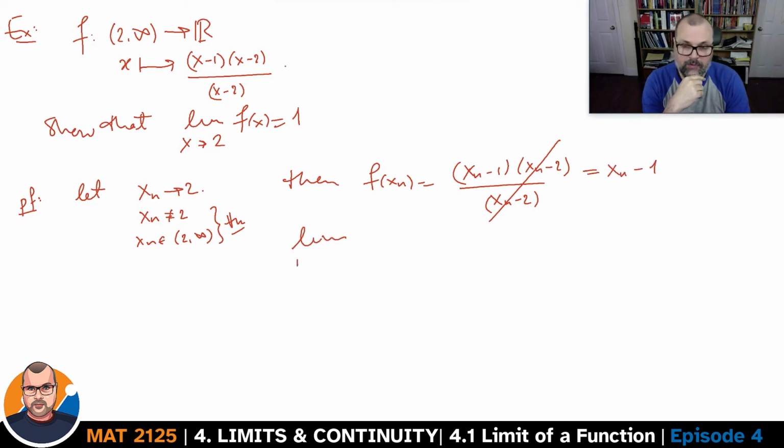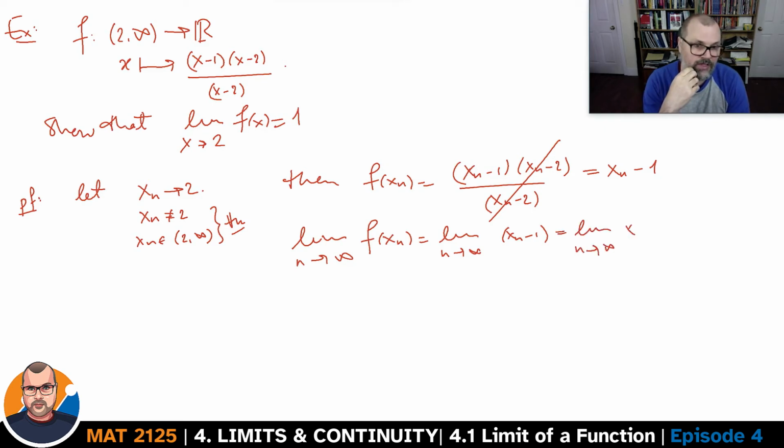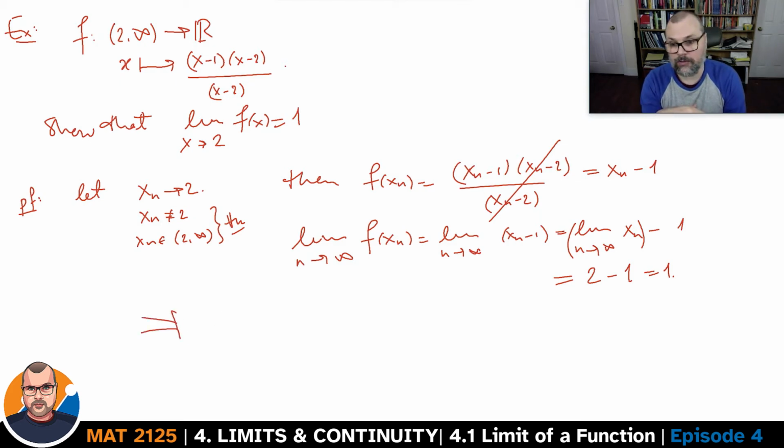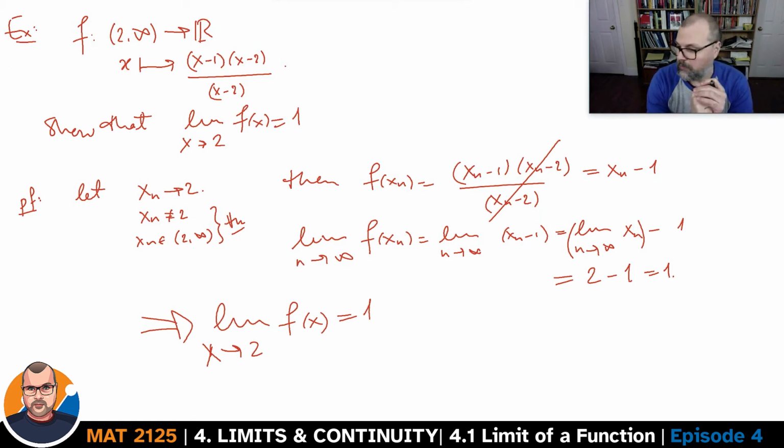So the limit when n goes to infinity of f at xn would be the limit when n goes to infinity of xn minus 1, which according to the properties would be the limit when n goes to infinity of xn, minus 1. This is an arbitrary sequence. It goes to 2, so 2 minus 1, which is 1. Because the sequence was arbitrary, what you've shown is that the limit of f at xn for any such sequence is 1, and so you conclude the limit of this function when x goes to 2 is indeed equal to 1.